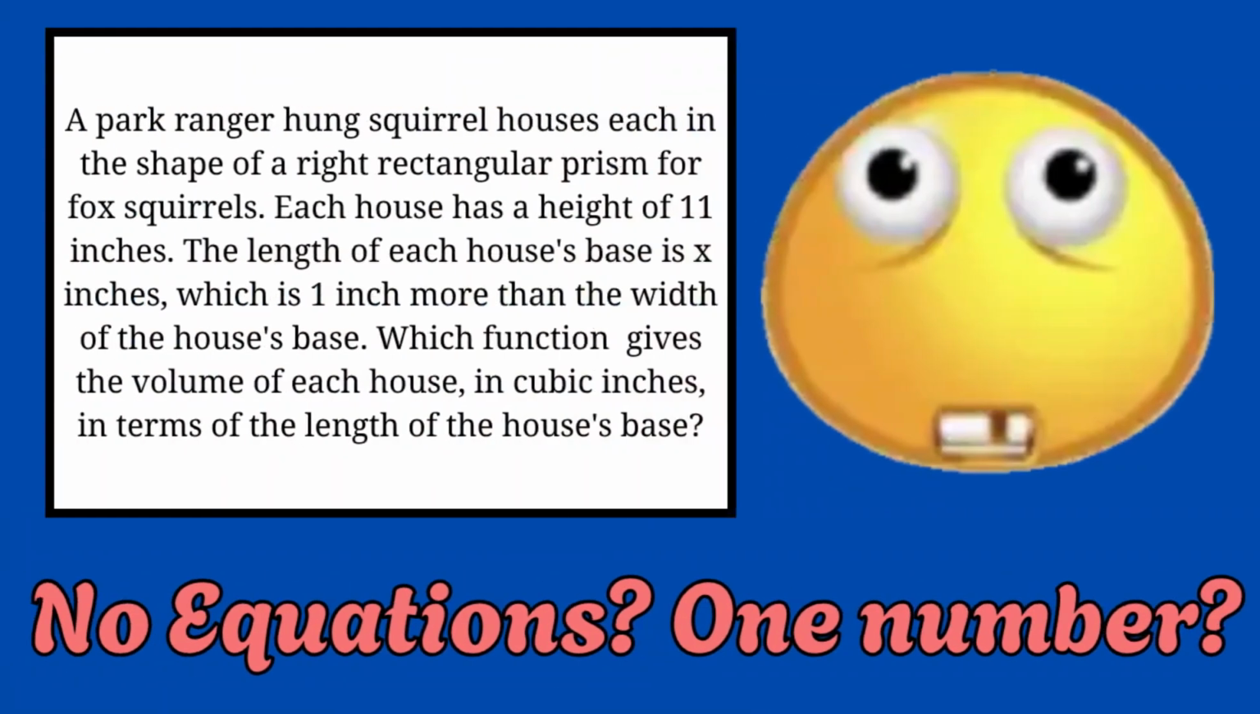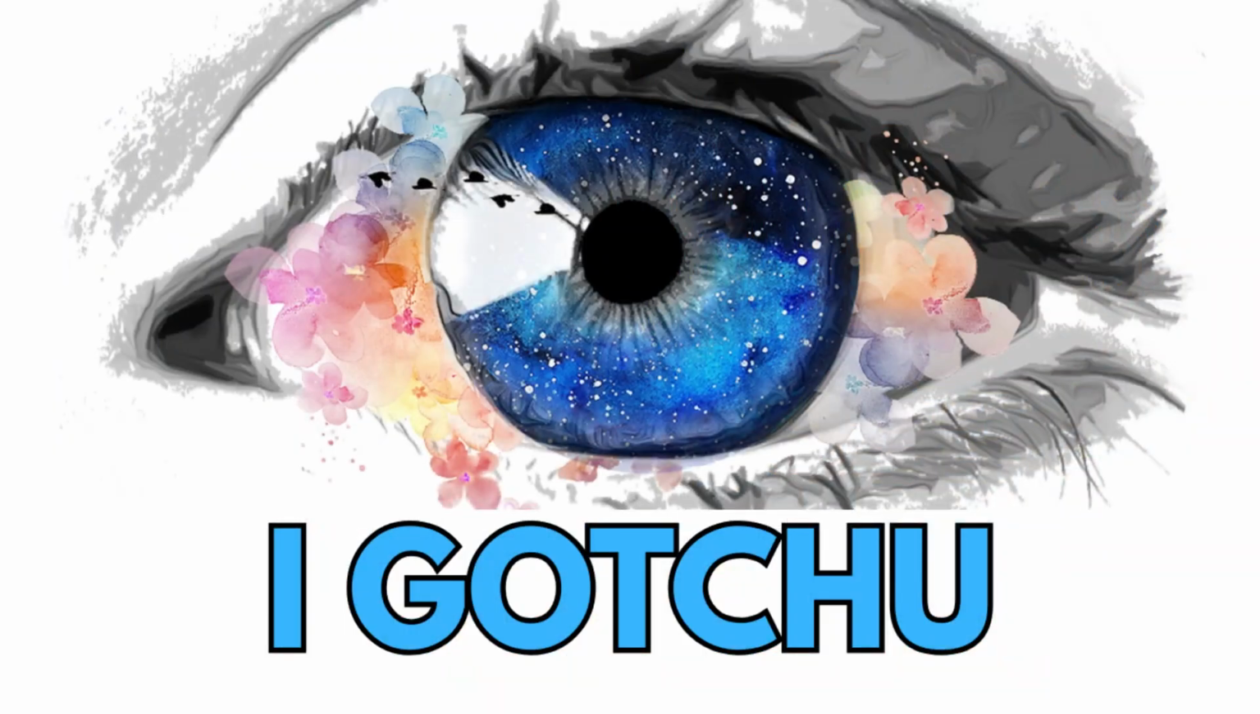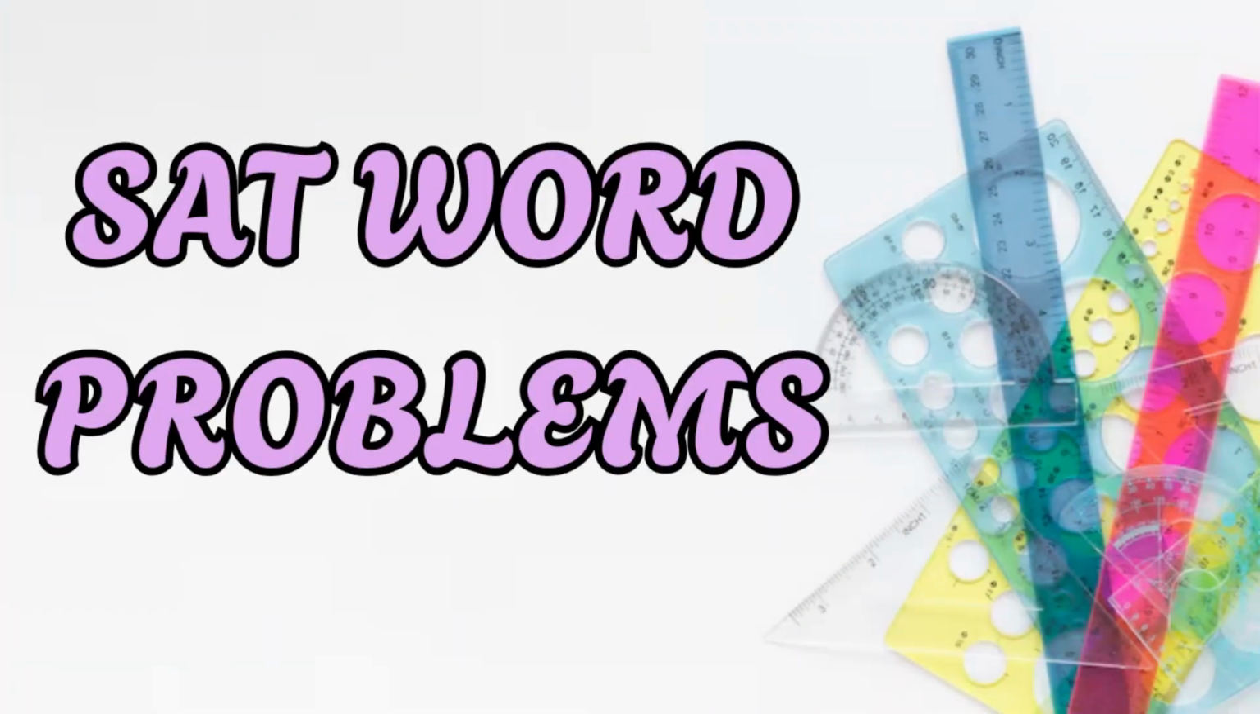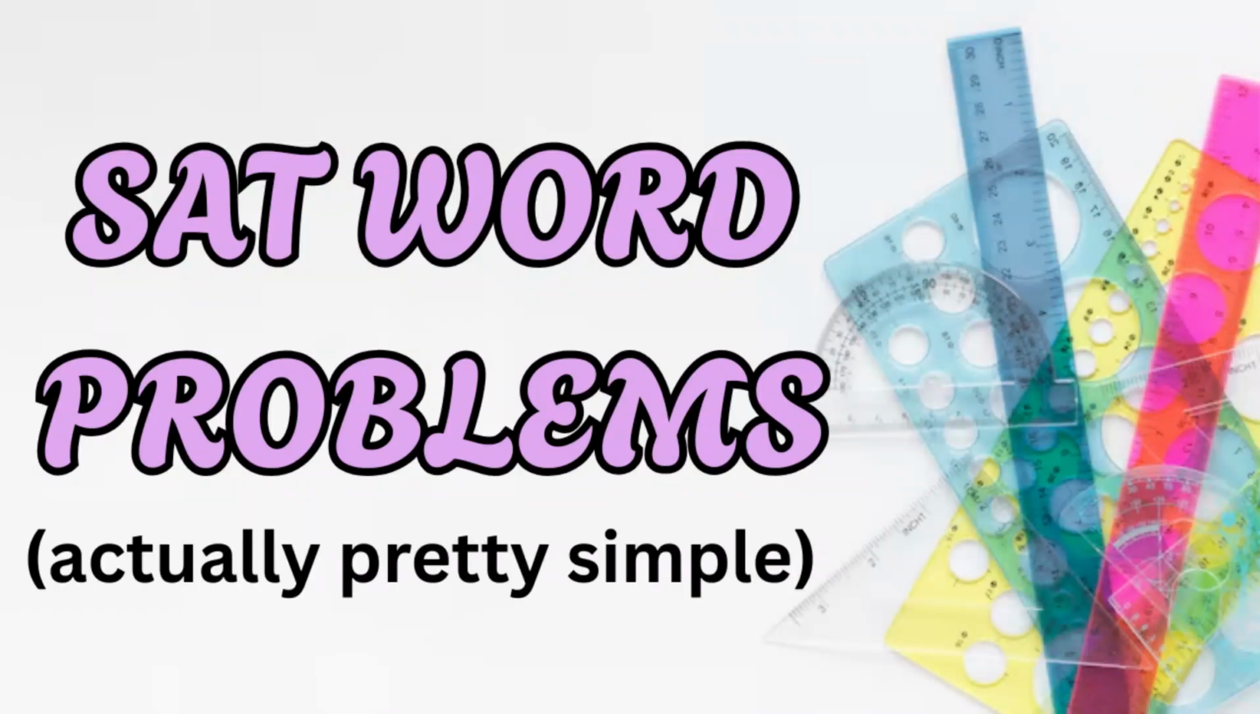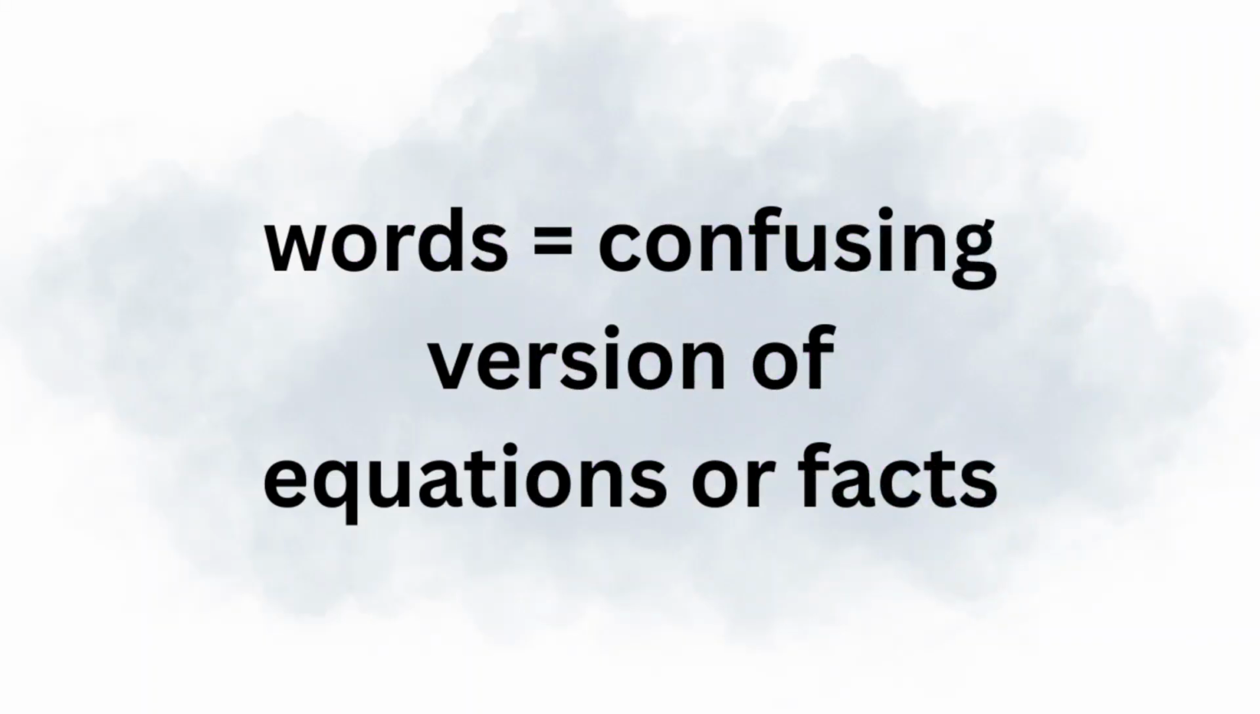There's no equations, no obvious numbers. So what do? That's what I'm going to talk about in this video. Here's how to solve SAT word problems on the math section. The actual secret to solving word problems is really simple. The words are there just to confuse you. In reality, they're just saying mathematical facts or equations that are way more manageable than the words look like.